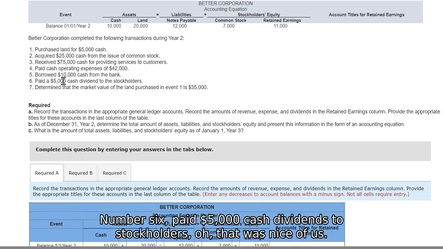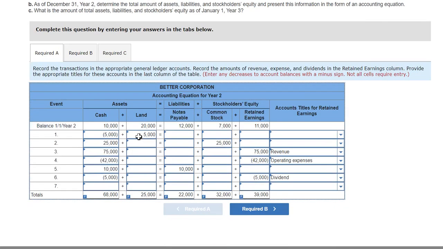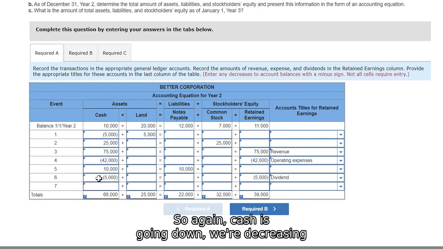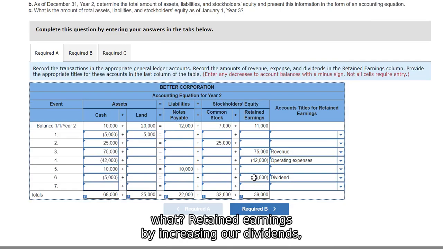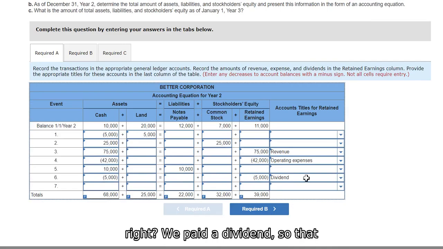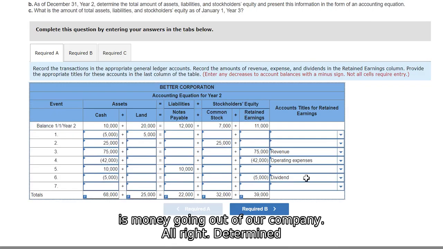Number 6, paid $5,000 cash dividends to stockholders. Oh, that was nice of us. Again, cash is going down. We're decreasing cash because we paid it out. And we're decreasing retained earnings by increasing our dividends. We paid a dividend, so that is money going out of our company.